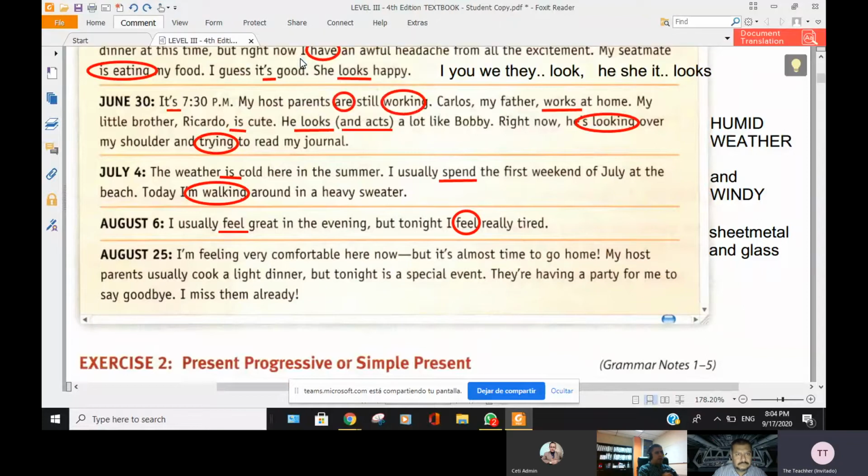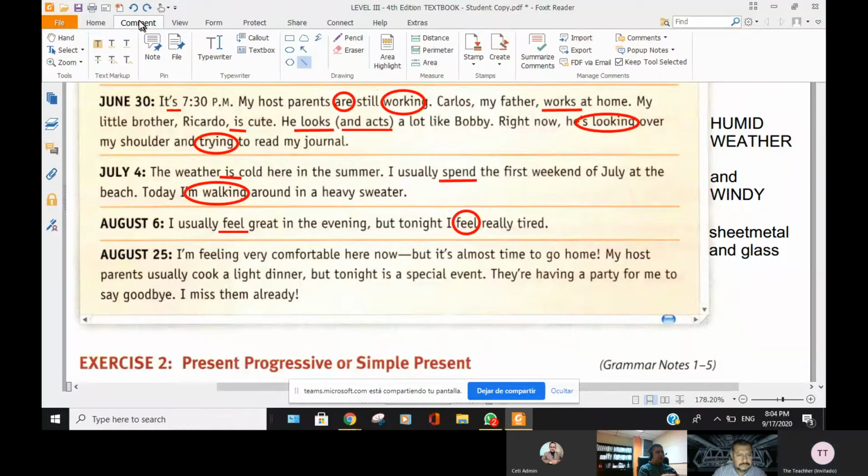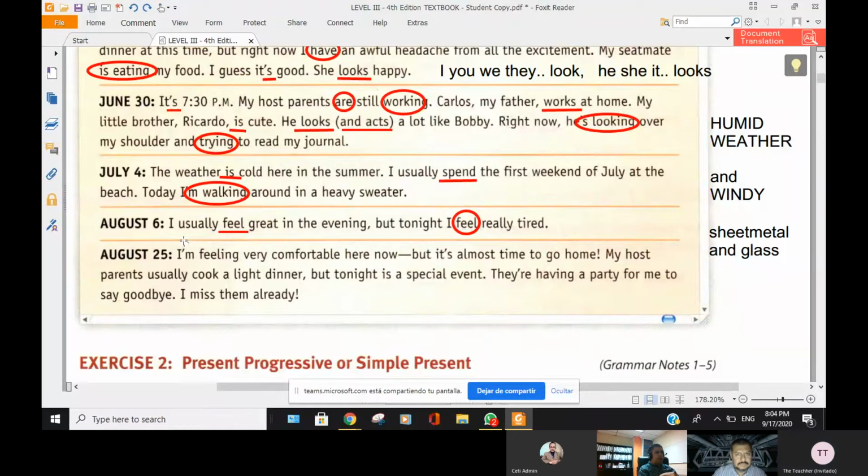For example, he's saying that right now he is feeling very comfortable. This is something that is happening right now. And the other thing that he says is happening right now is that they are having a special party for me to say goodbye. I miss them already. The two things he's saying are happening right now: he's feeling very comfortable, and now he's having a kind of party.